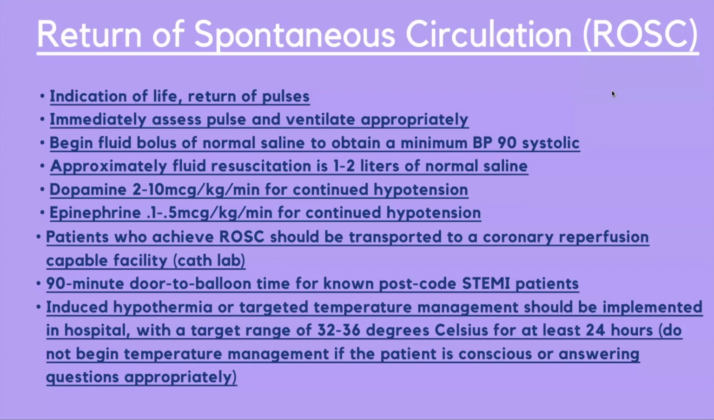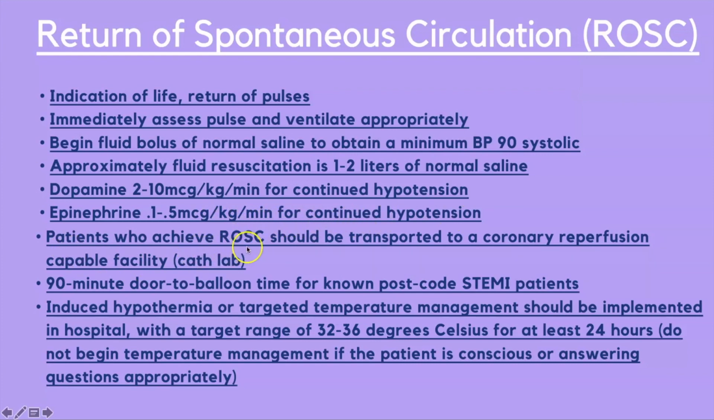Indication of life, return of pulses. So you've done everything right, you've got this patient back, you want to immediately assess pulse and ventilate appropriately. You want to begin fluid bolus of normal saline to obtain a minimum BP of 90 systolic. Approximately fluid resuscitation is 1 to 2 liters of normal saline. Dopamine 2 to 10 micrograms per kilogram per minute for continued hypotension. Epi 0.1 to 0.5 micrograms per kilogram per minute for continued hypotension.